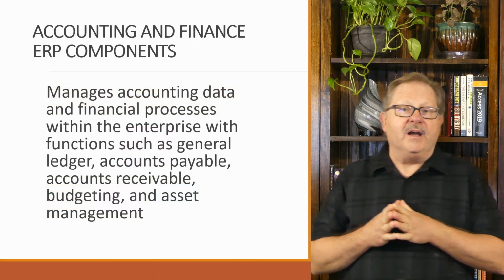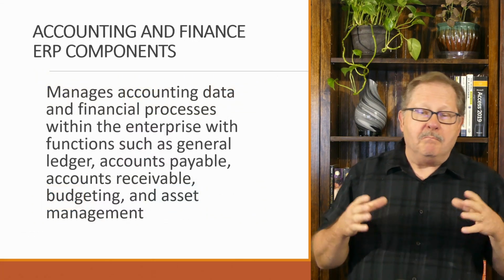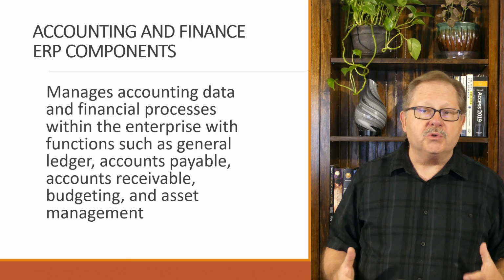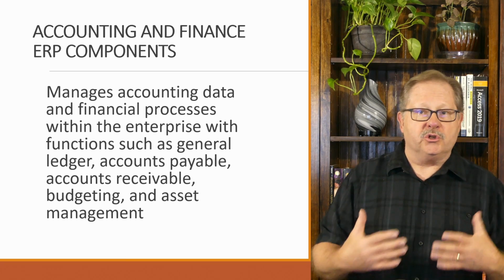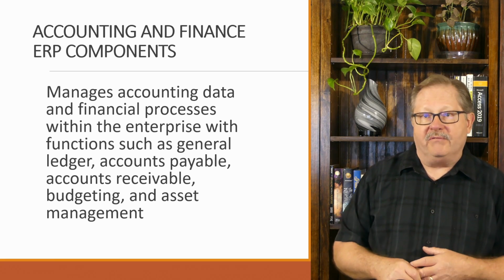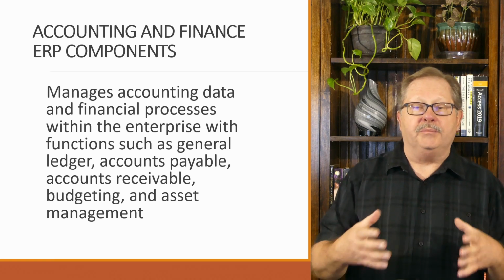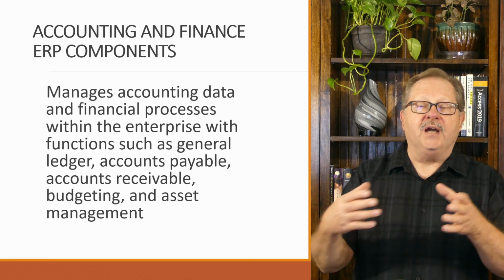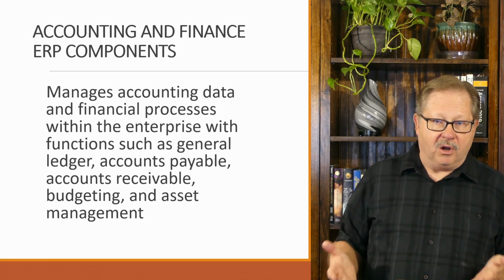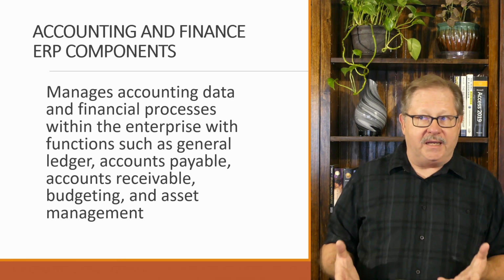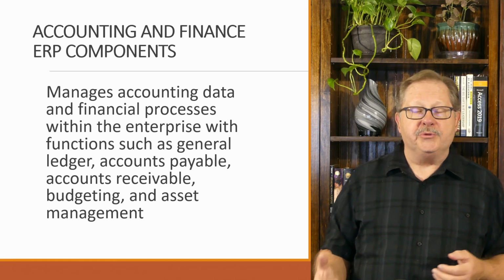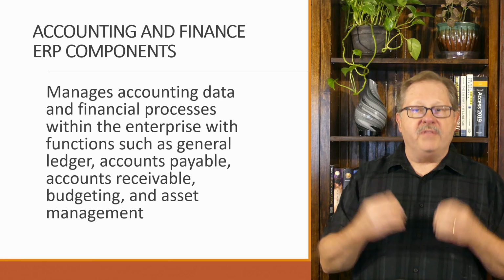So the accounting and finance pieces of ERP manage literally all of the accounting data. And when I talk about financial process, we're talking about budgeting. We're talking about financial planning. We're talking about planning where you're going to spend the money for the next year, where you're going to put research and development out, where you're going to develop the projects to improve the IT function within your company. All of those pieces and parts are part of managing the accounting data. And of course, the accounts payable, the accounts receivable, and asset management also become pieces and parts of that whole.